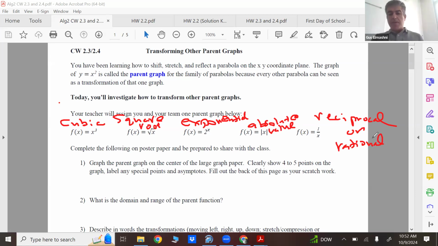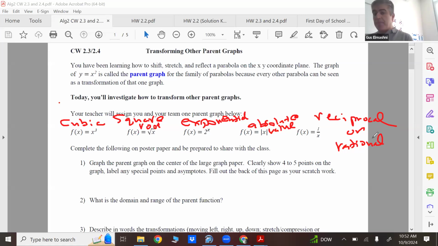Okay, we're not going to do this on large graph paper. We're just going to do this as a class, and we're just going to understand how each of these graphs looks. And then we're going to transform. And the transformations are going to be all the same as they were for parabolas.